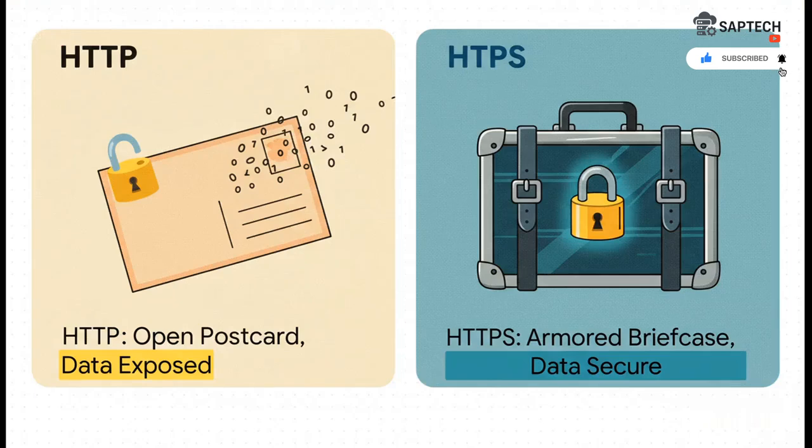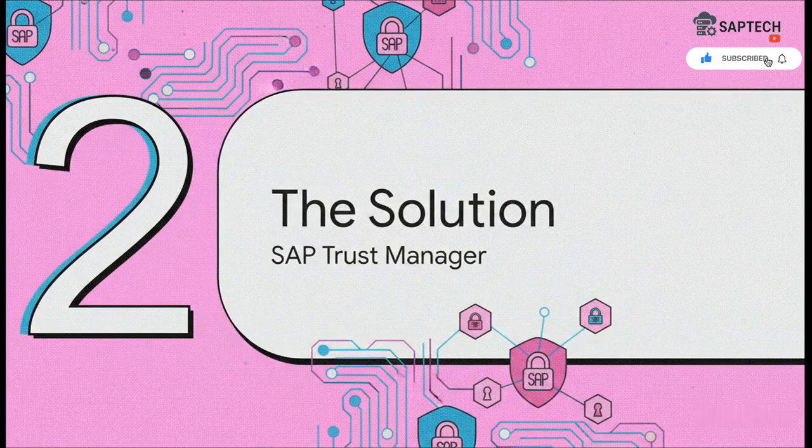Well, the root of this problem, a lot of the time, comes down to one single letter, S. See, standard HTTP is kind of like sending a postcard. Anyone along the way can just pick it up and read it. But HTTPS, that's like a sealed armored briefcase. That S means the connection is encrypted and it's been verified by a digital certificate, which is basically our guarantee that we're talking to the right server and that nobody is listening in. So, how do we make sure all our SAP connections are using that secure armored briefcase method?